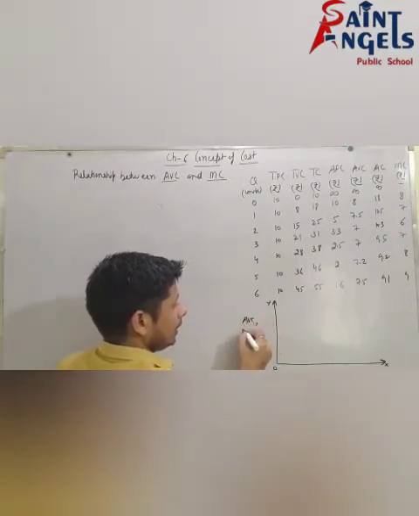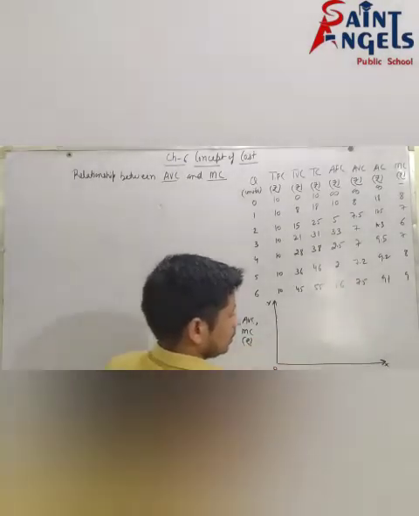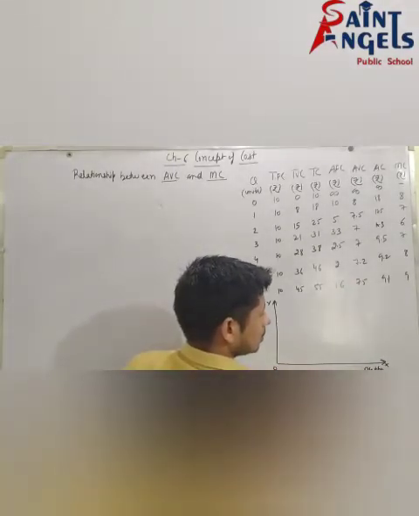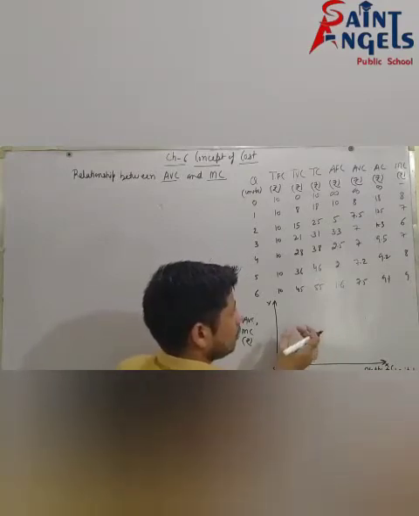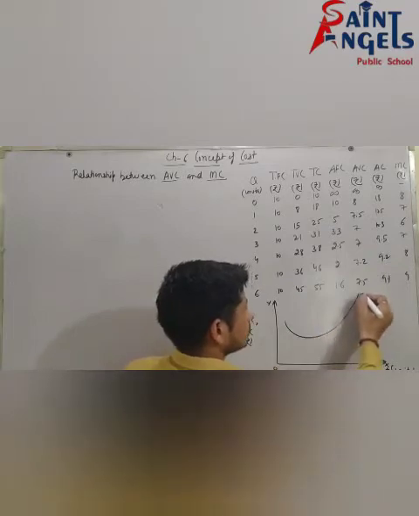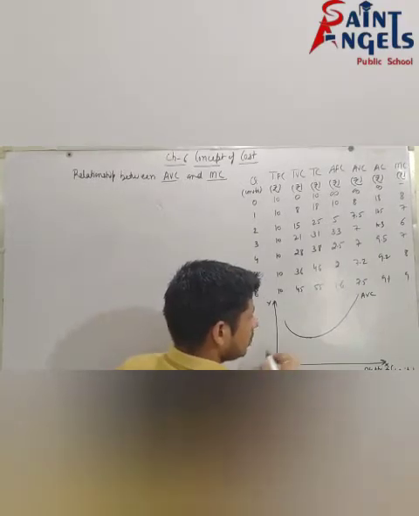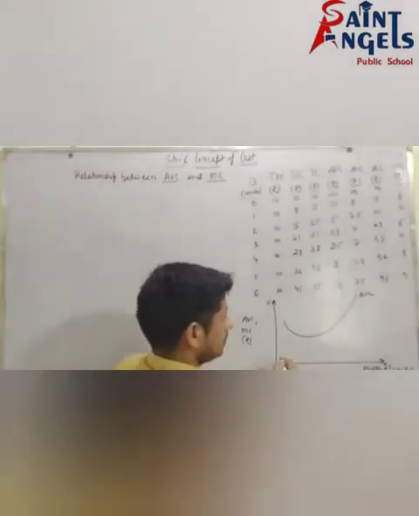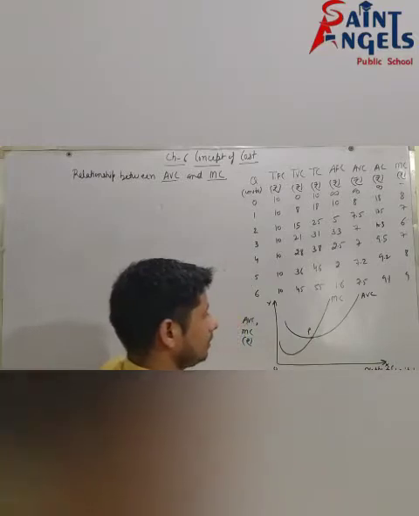AVC and MC are measured on the y-axis and output is measured on the x-axis. First of all, see how you will represent AVC and MC. This is AVC and this is the minimum point of AVC. Now the MC curve will be like this. Take point P here.